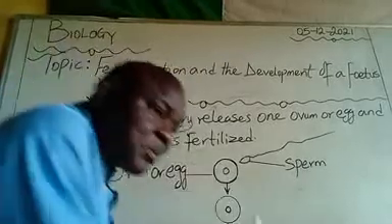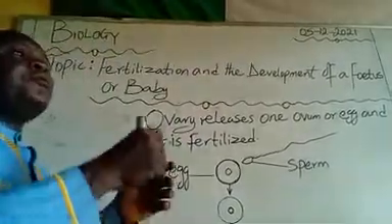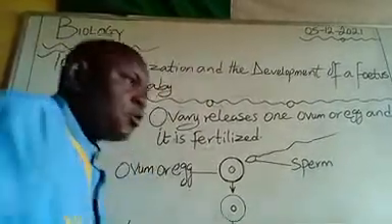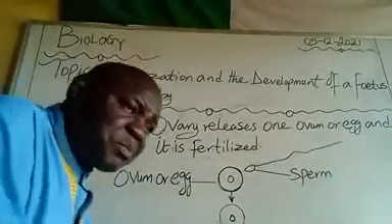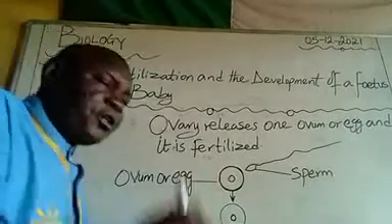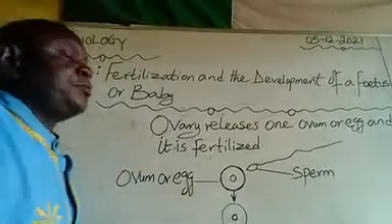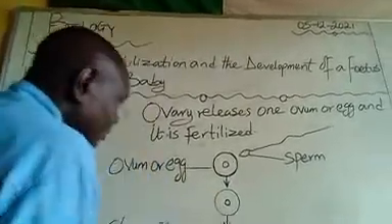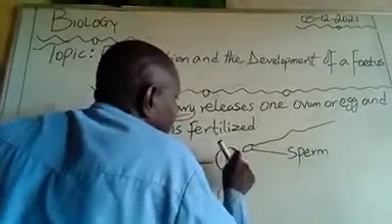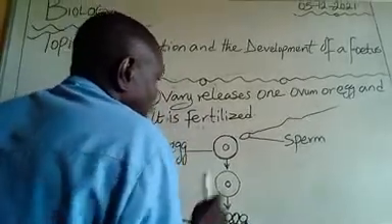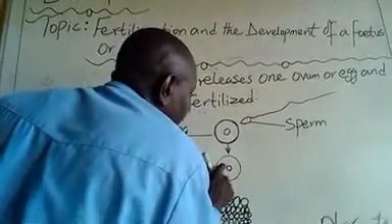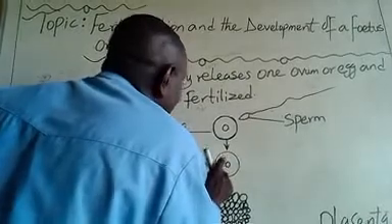Fertilization takes place in the fallopian tube or oviduct. As you can see, the sperm has not fertilized the ovum. Here, the sperm is going to fertilize the ovum or egg.